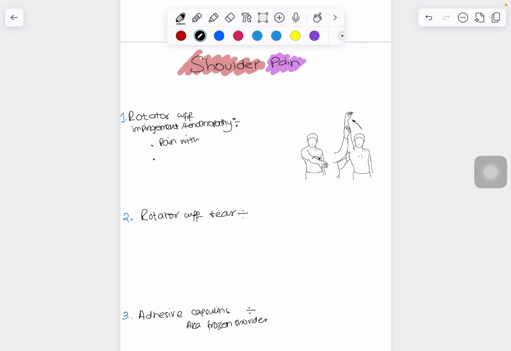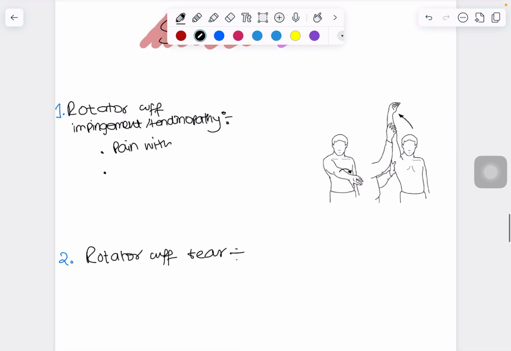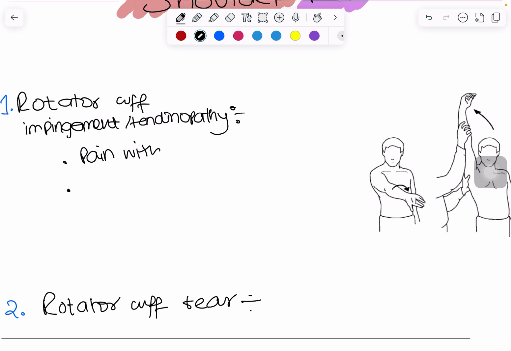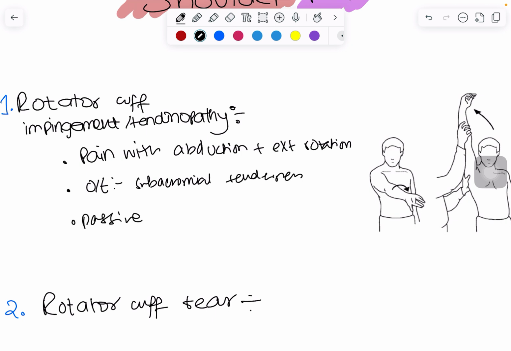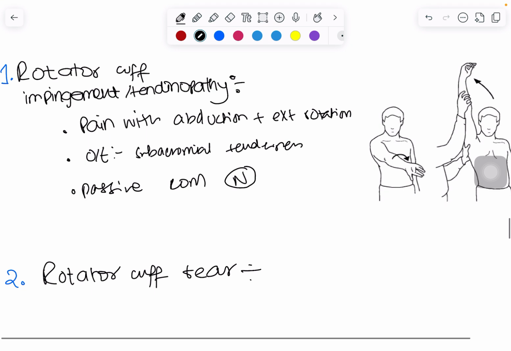So, the first differential we're going to talk about is rotator cuff impingement or tendinopathy, in which there's pain with abduction and external rotation. On examination, there might be subacromial tenderness as well. The passive range of motion is usually normal, and active range of motion is affected.